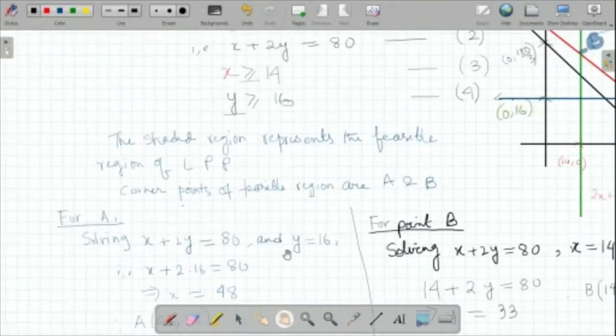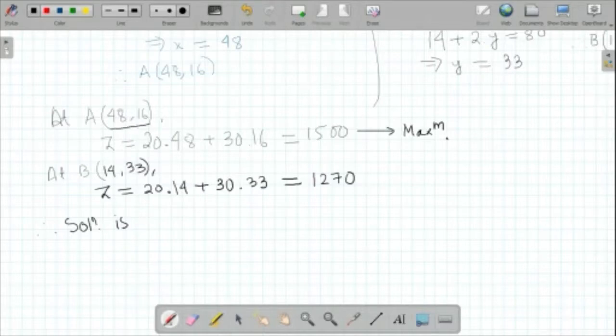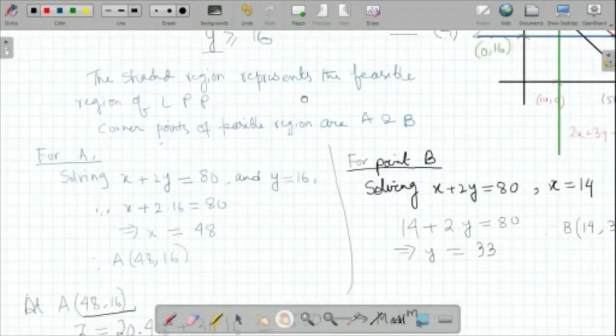Now you know, is it maximum or minimum? Maximize, right? So the maximum value we are getting here. Maximum value is at this point, right? So therefore, what is the solution then? Then the solution is where x equals 48, y equals 16, right?